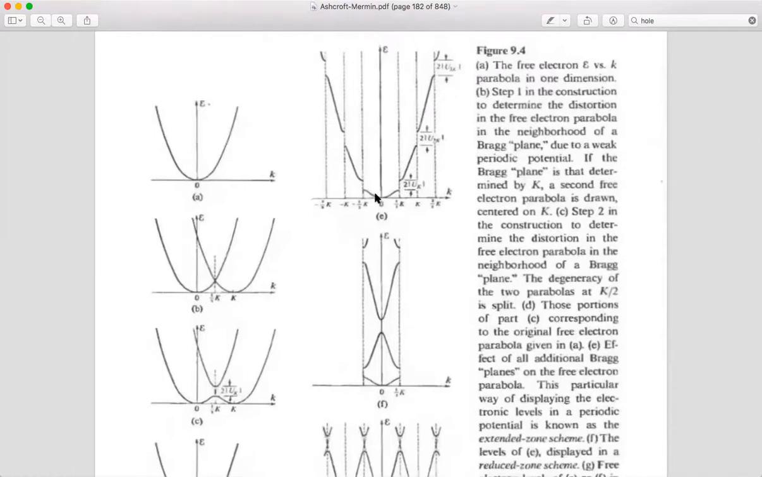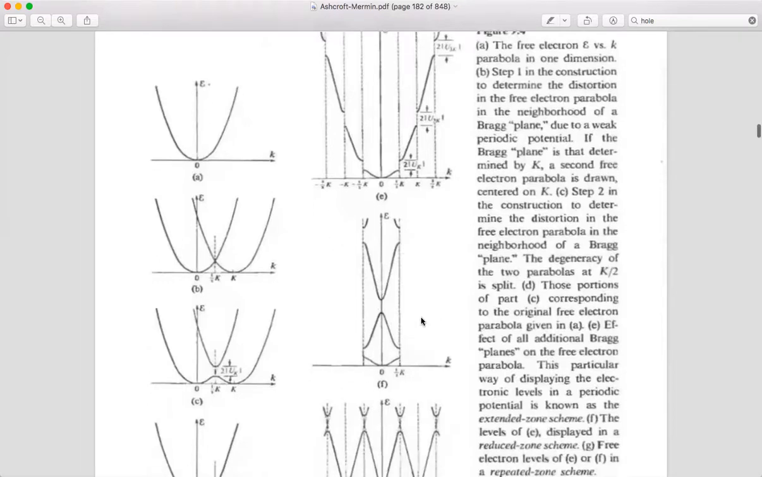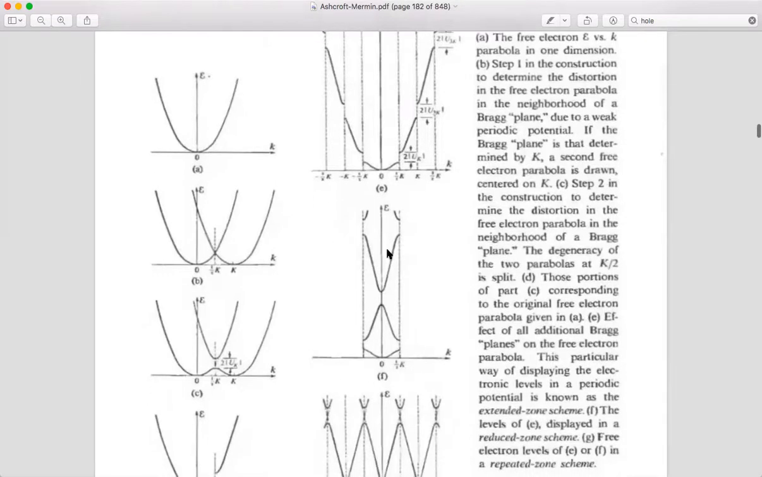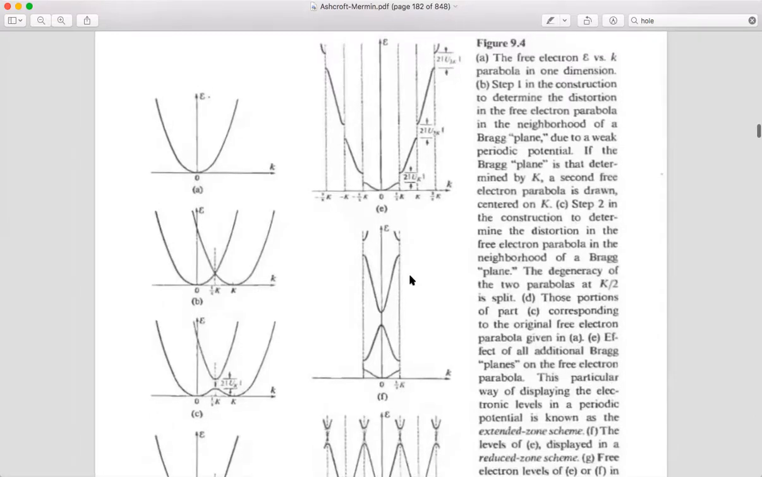So let me repeat. This piece remains here. When this thing is translated by -G and this thing is translated by G, I'll get this piece within the first Brillouin zone. Similarly, this one translated by 2G and this one translated by -2G would give me this thing here. So I have band 1, band 2, band 3, and so on. So one parabola, now in the presence of the periodic potential, gives me these bands within the first Brillouin zone.